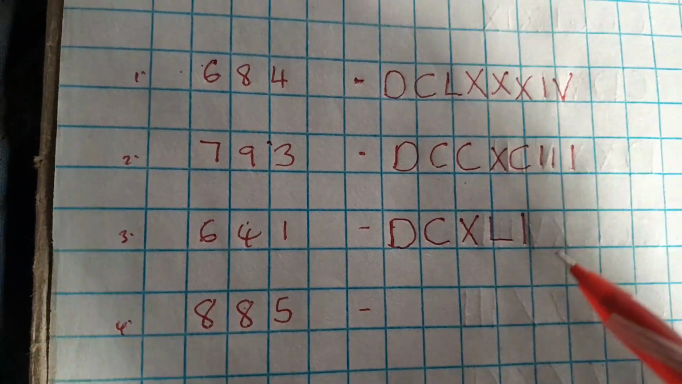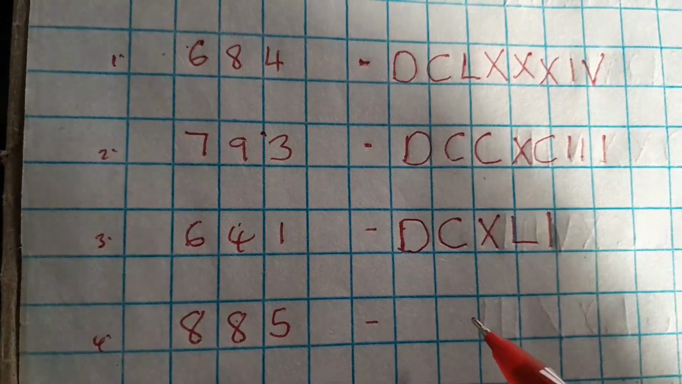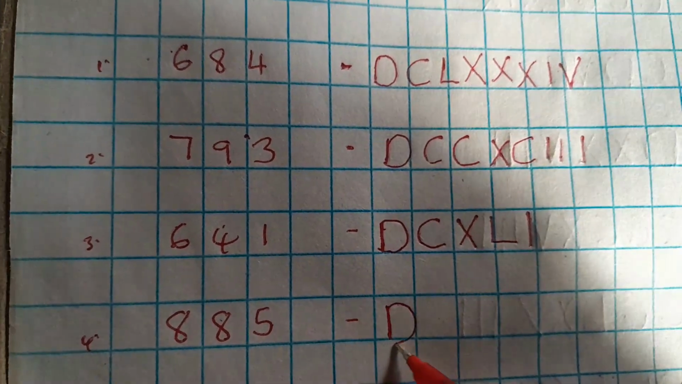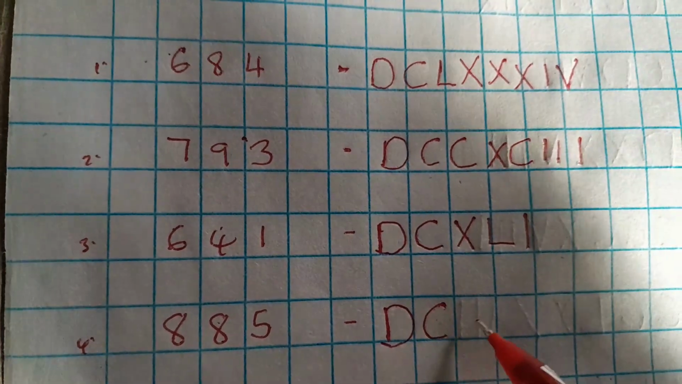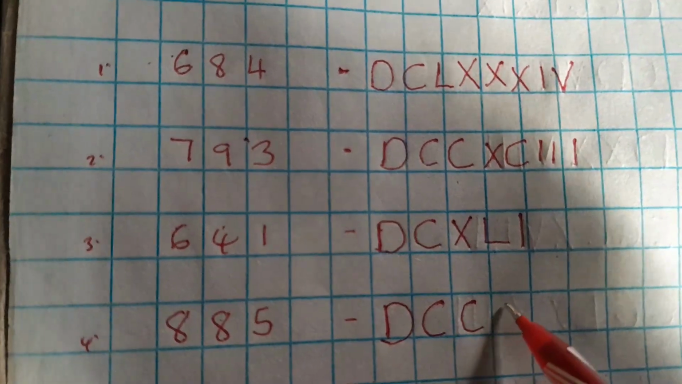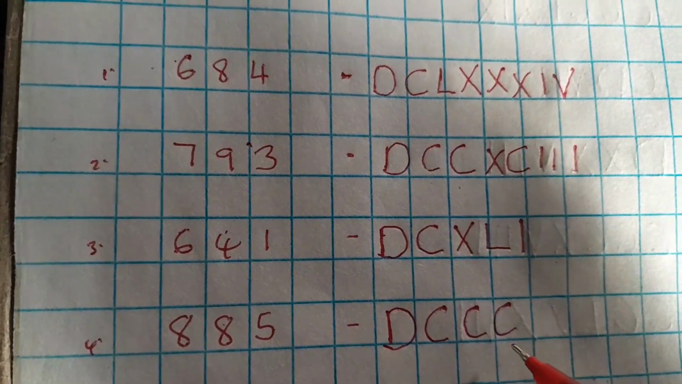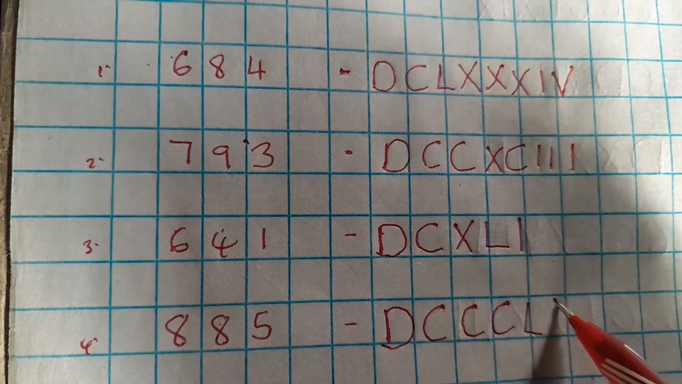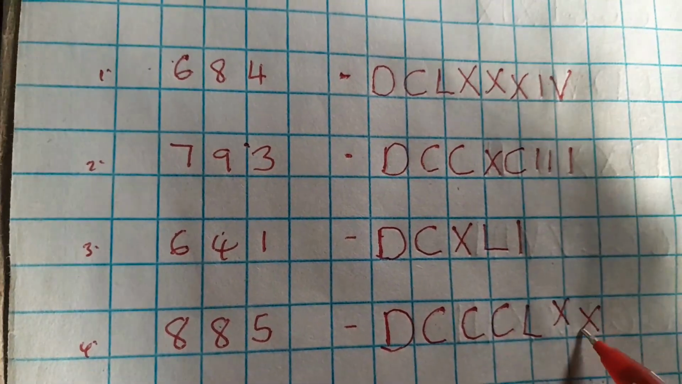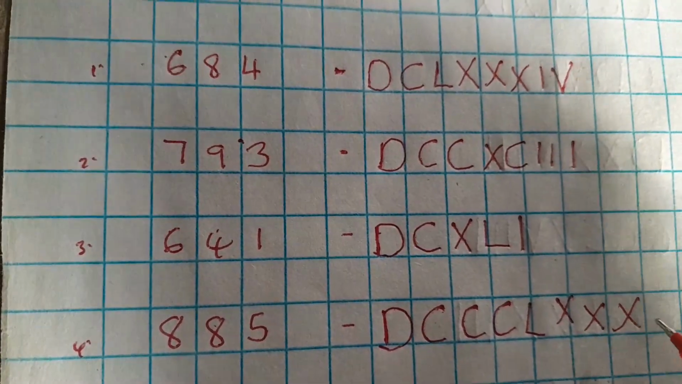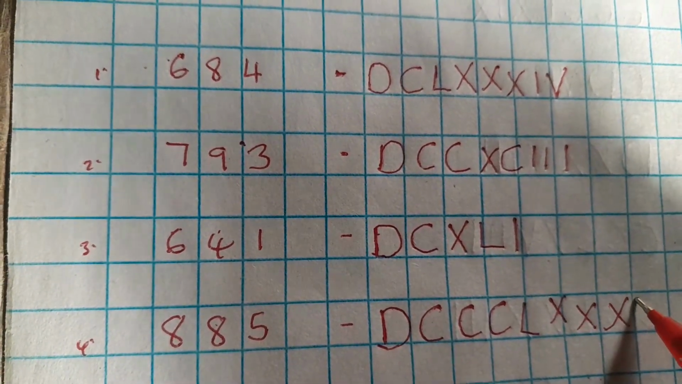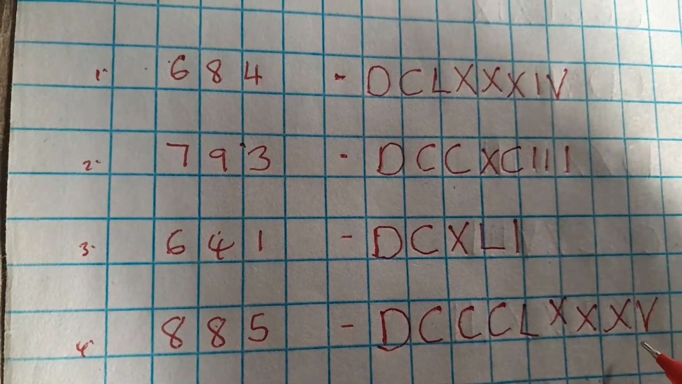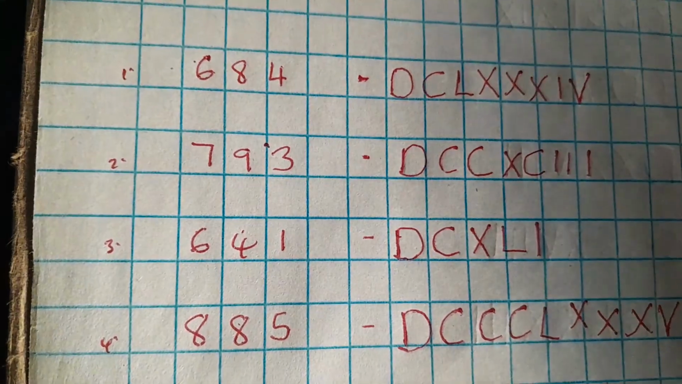You see the pattern now. Let's move on. 885. First thing first, let's write our 800. So this is D, C, C, C. We have our 800. Now let's write 85. So this is L, X, X, X, V. 885. We now have it.